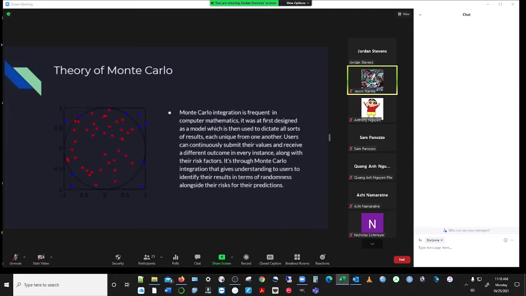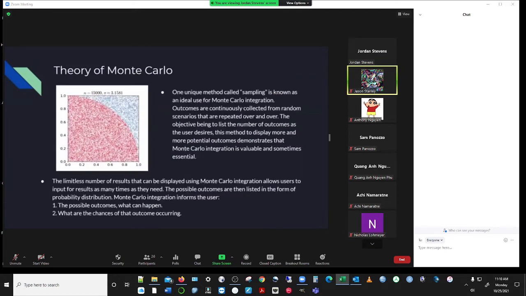Monte Carlo integration is common in computer mathematics. Originally designed as a model which is then used to determine various unique outcomes, it allows users to predict their results through their inputs of values, uncertainties, along with their risk factors. It's through this integration that has been applied to various systems that allows users to understand the result of randomness in correlation to risks of their predictions.